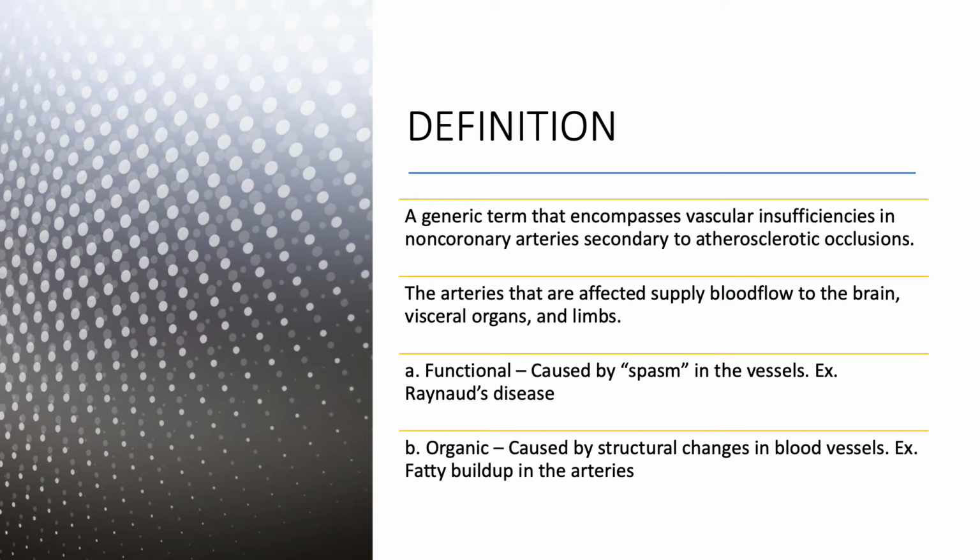Now, the arteries that are affected could be those that supply blood flow to the brain, visceral organs and limbs. There are two types of PAD. There's functional, which is caused by spasm in the vessel, for example Raynaud's disease, or organic, which is due to structural changes in your blood vessels, for example fatty build-up in the arteries. Most of the time, it's due to this organic cause.